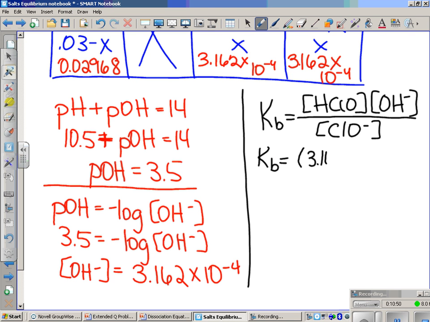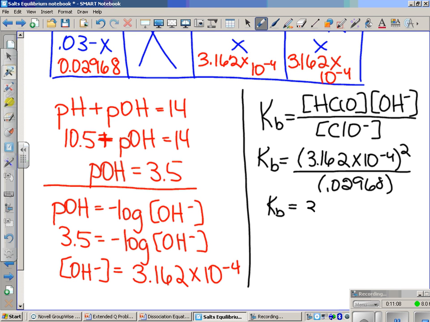I'm just going to write this as 3.162 times 10 to the negative 4th, but squared. Since both of my products are X, they're both that same number. I'm going to run out of space if I don't. And then this will be 0.02968. Kb comes out to be 3.4 times 10 to the negative 6.